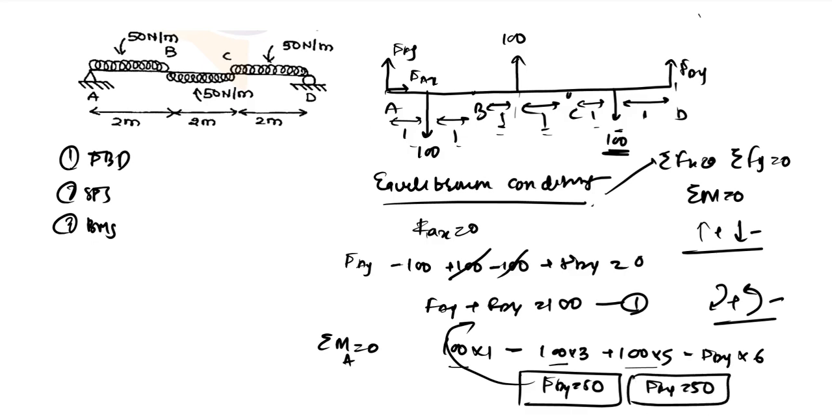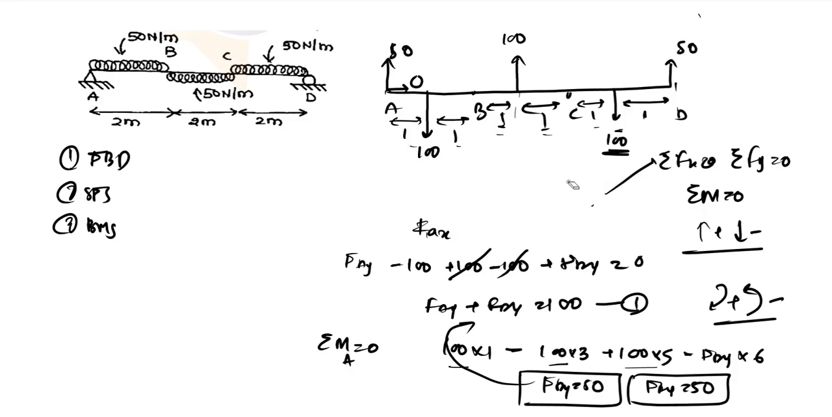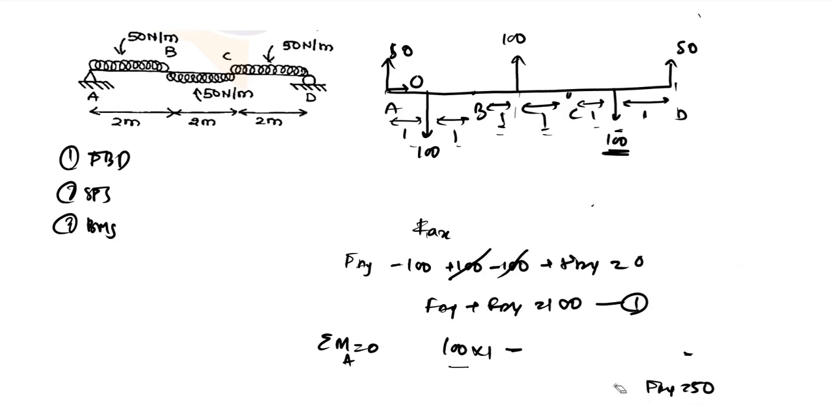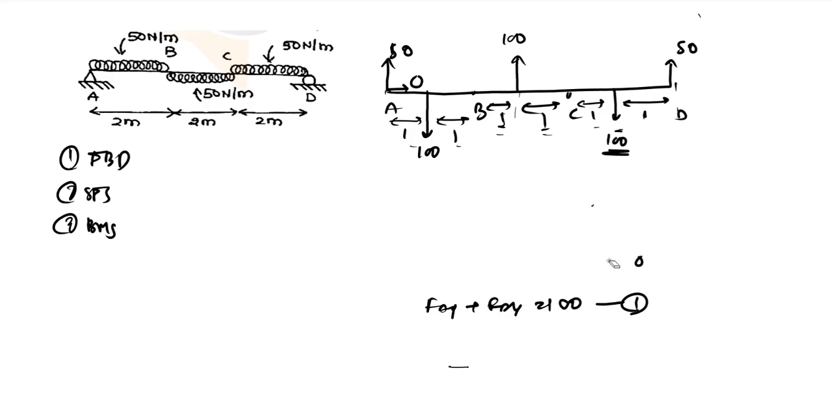So as you can see, we have found all the reaction forces, Fdy, Fay and Fax. Fax comes out to be 0, Fay comes out to be 50, and Fdy also comes out to be 50. So after calculating the reaction forces, you can now move ahead with your calculation of the shear forces at every point. So shear force at the right of A, just right of A.